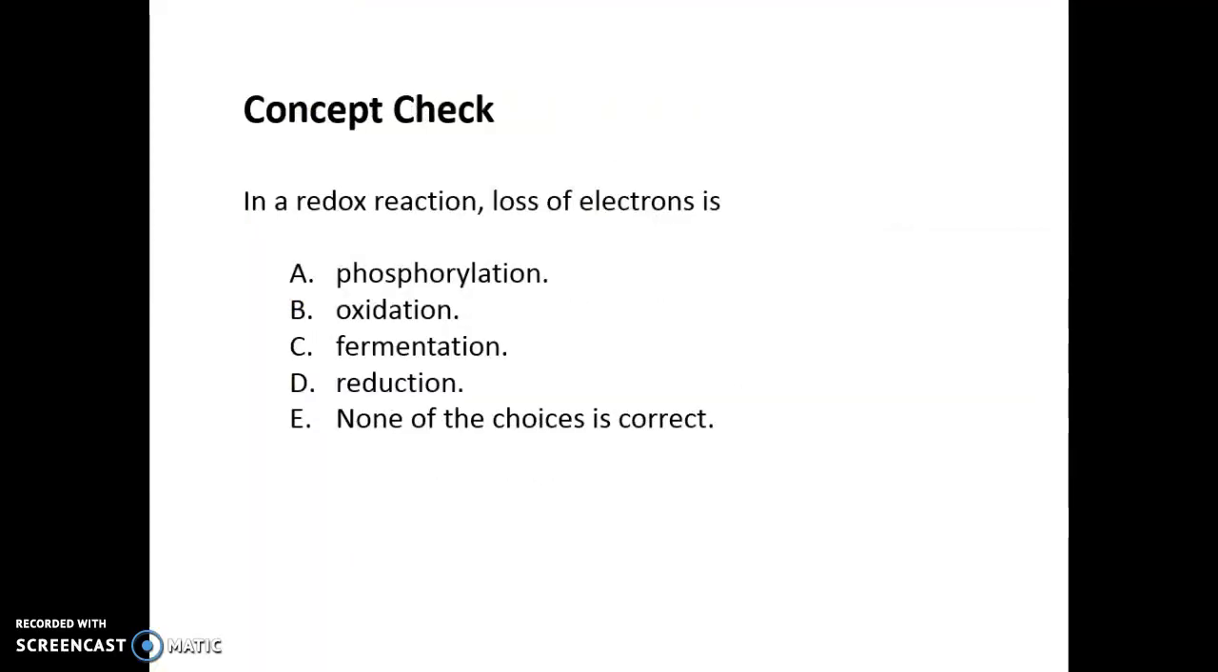All right, so concept check. In a redox reaction, loss of electrons is phosphorylation, oxidation, fermentation, reduction, or none of these? All right, the correct answer is oxidation. So losing electrons, it's oxidized. Gaining electrons, reduced, or reduction, because the overall charge is reduced.